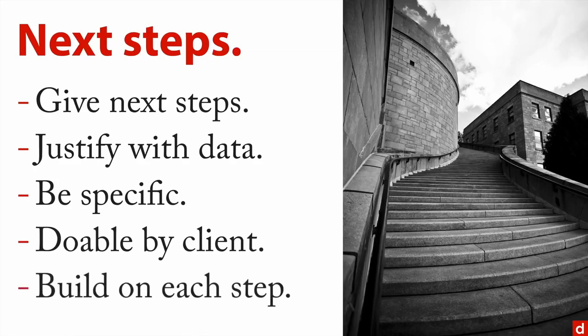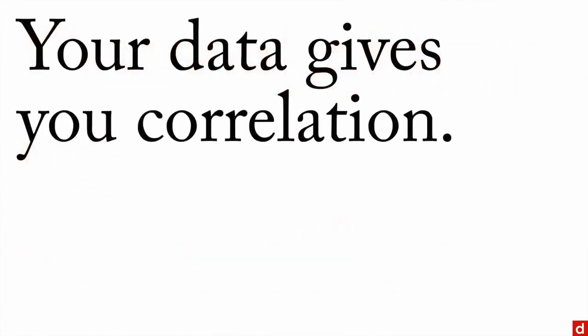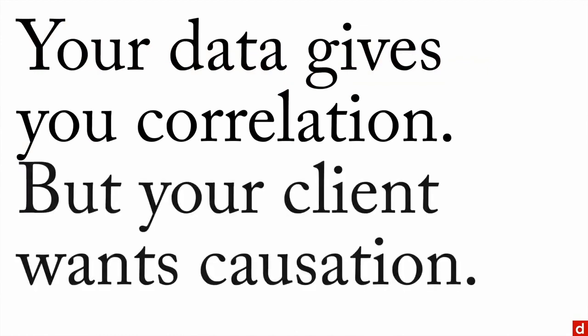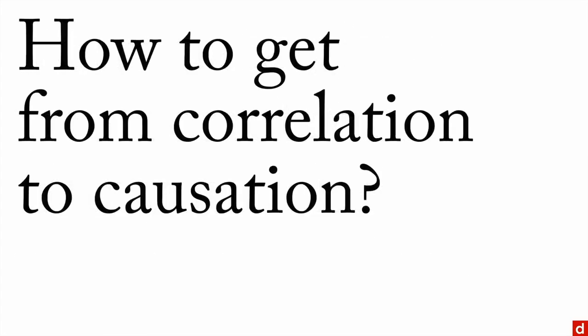Now, that being said, there is one really fundamental sort of philosophical problem here, and that's the difference between correlation and causation. Basically, it goes this way. Your data gives you correlation. You know that this is associated with that. But your client doesn't simply want to know what's associated. They want to know what causes something. Because if they're going to do something, that's an intervention. It's designed to produce a particular result. So really, how do you get from the correlation, which is what you have in the data, to the causation, which is what your client wants?